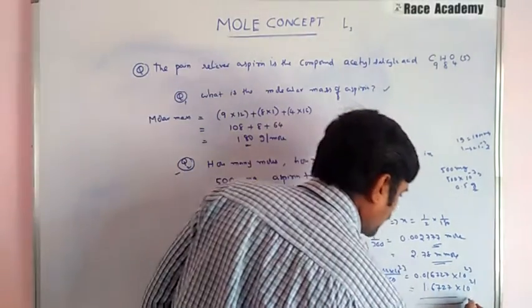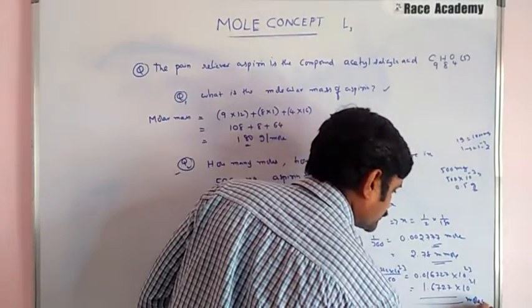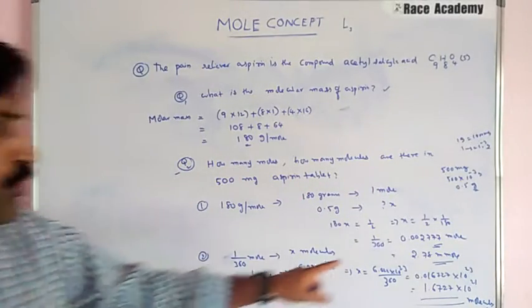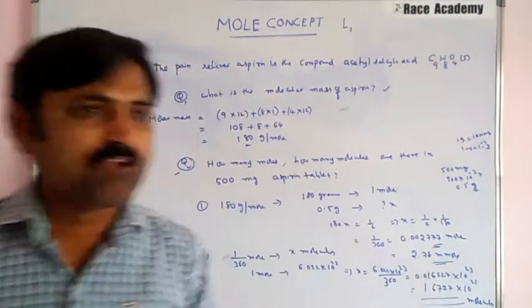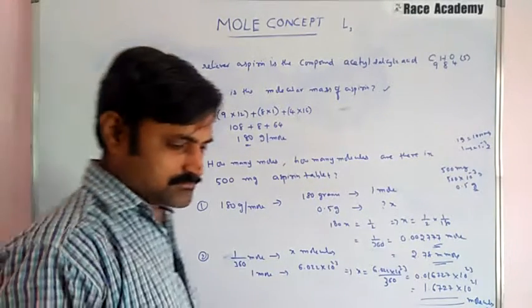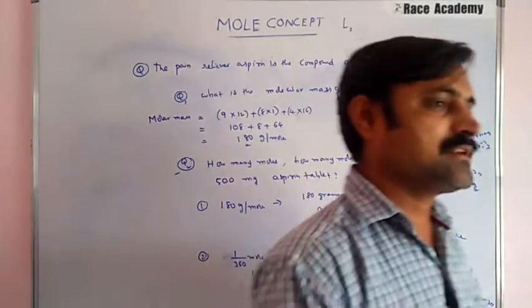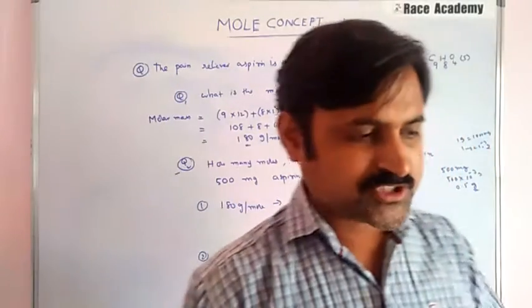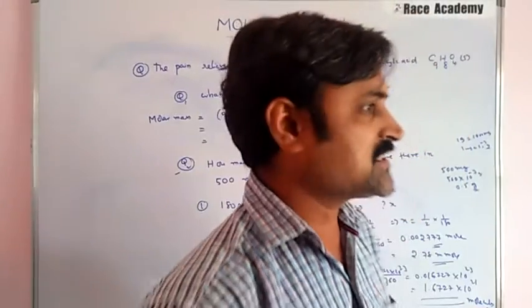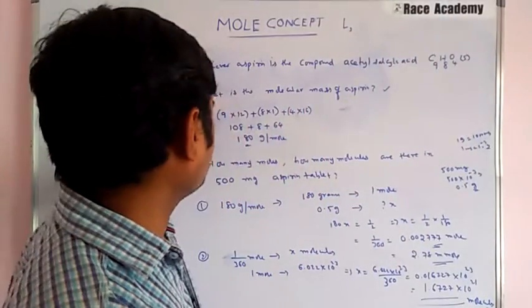This number is nothing but the number of molecules present in 2.78 millimoles of the aspirin tablet given to us. This is the answer for this question. Likewise, many interesting questions are there. You can take them from the textbook and understand from this calculation portion.